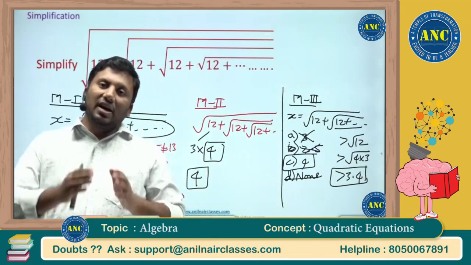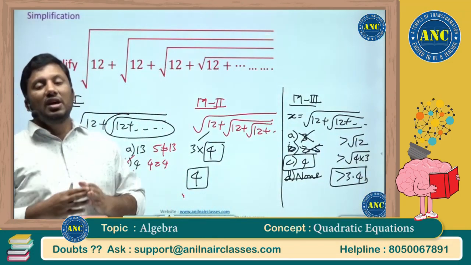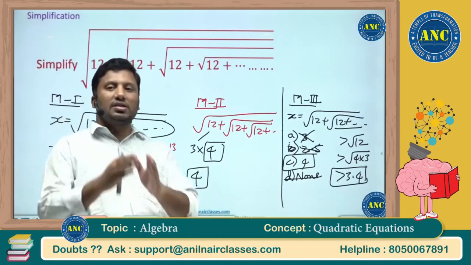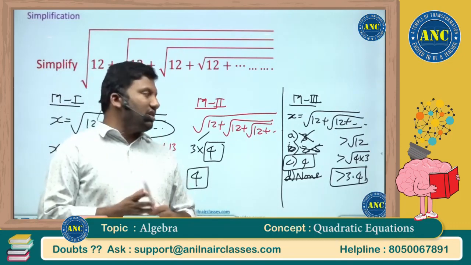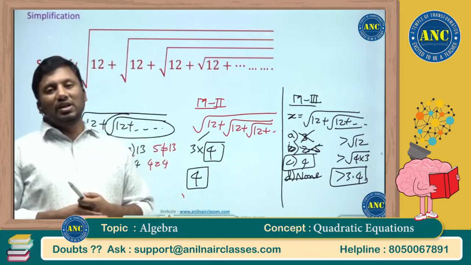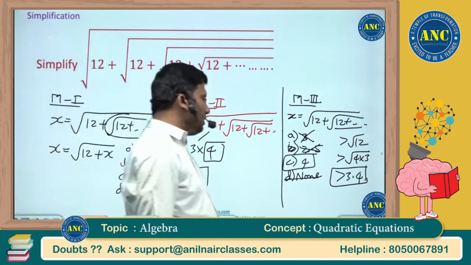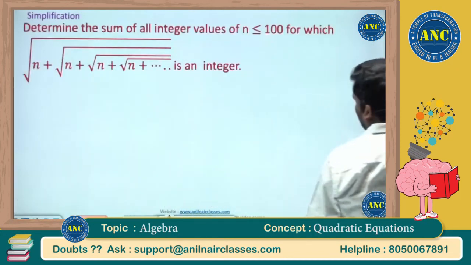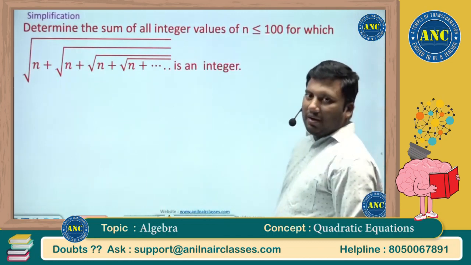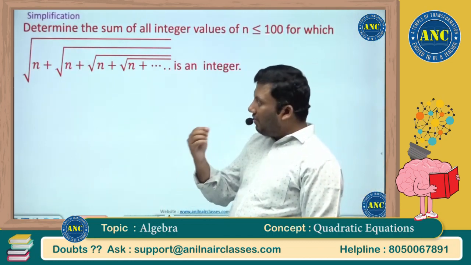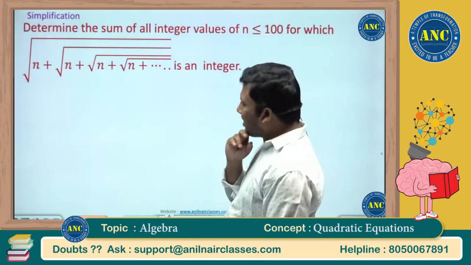I hope it is clear. One is an increasing series, another is a decreasing series. If it is a decreasing series, take the smallest. If it is an increasing series, take the largest. I hope the idea is clear. But those are all basic level questions. The question can be asked like this.